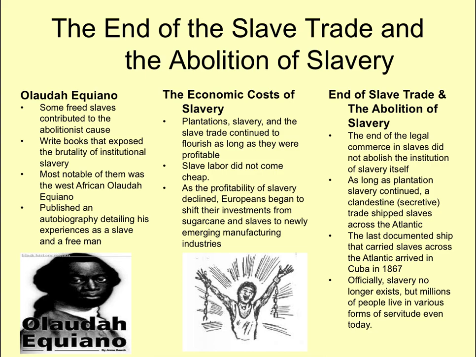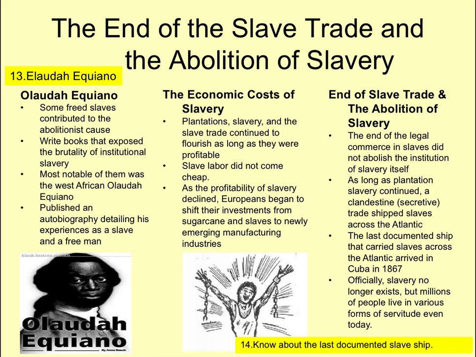And officially, slavery no longer exists, but millions of people live in various forms of servitude even today. Okay, and you've got to think, what is slavery? What constitutes slavery? All right, so the last things you need to think about: Olaudah Equiano, just the importance of this person, and know about the last documented slave ship. Okay, so that's pretty much it.